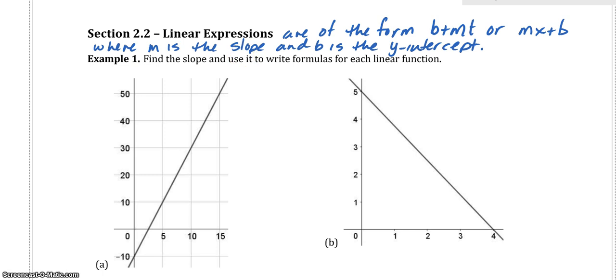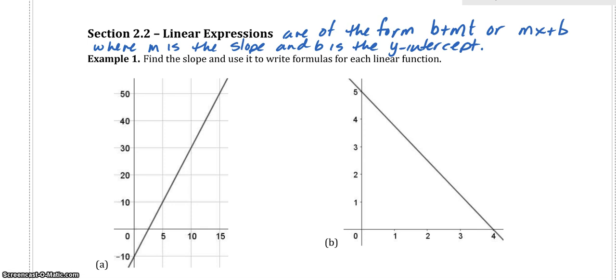We also saw in the last section that linear expressions are of the form b plus mt, or if you'd rather, mx plus b. We have here an expression, so I just took the right side of the equation, y equals mx plus b. So we saw m is the slope. B is going to be the y-intercept, or the initial amount, if you remember. So let's look at example 1.